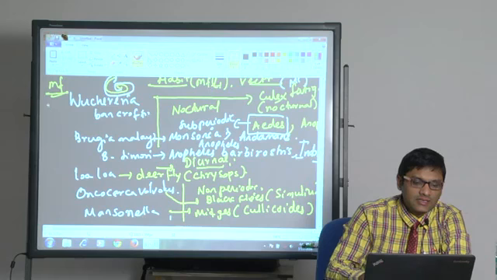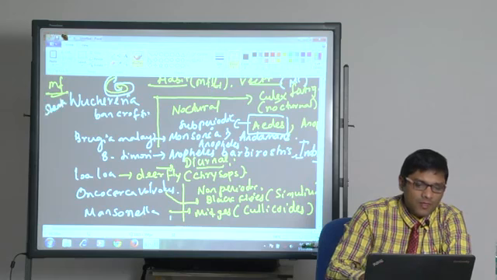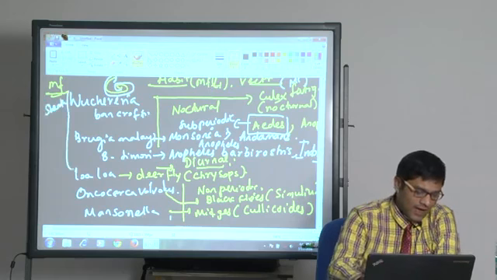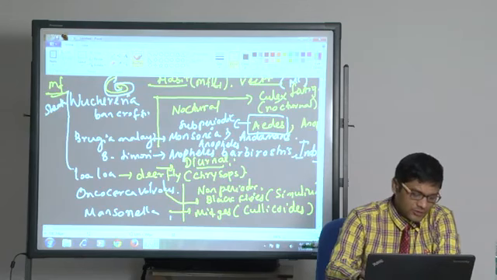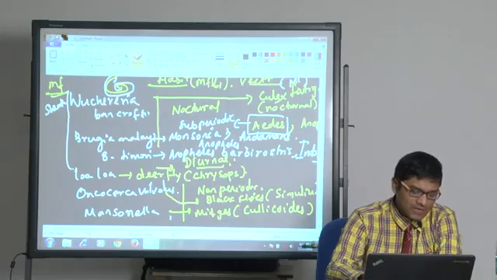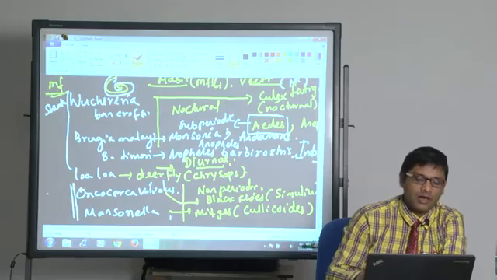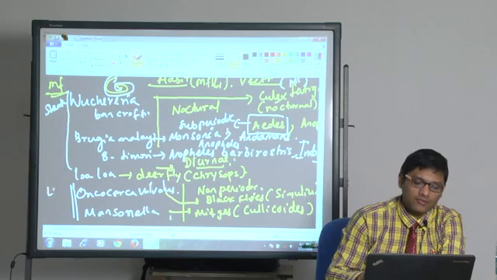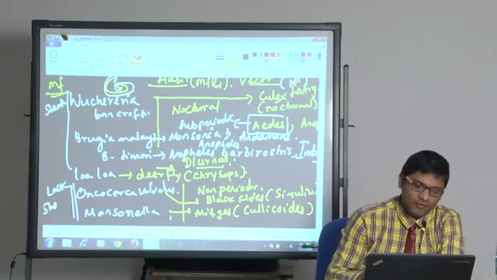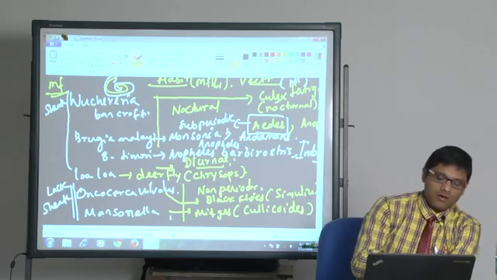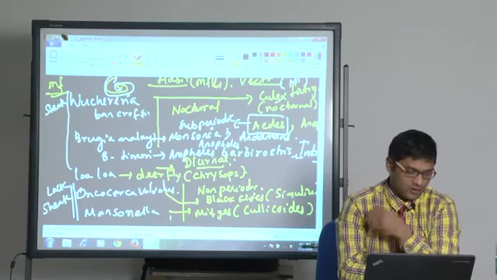So the peripheral sheath will be present in Wuchereria, Brugia and Loa loa. Wuchereria, Brugia and Loa loa, the microfilaria is sheathed microfilaria, whereas Onchocerca and Mansonella do not have a sheath. Okay, so this is how the difference is.